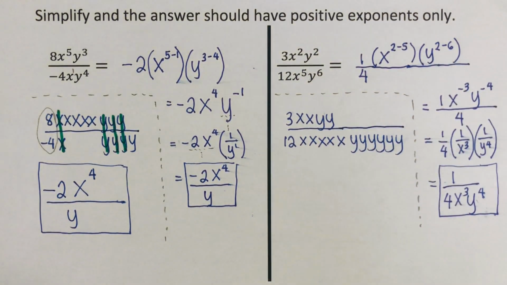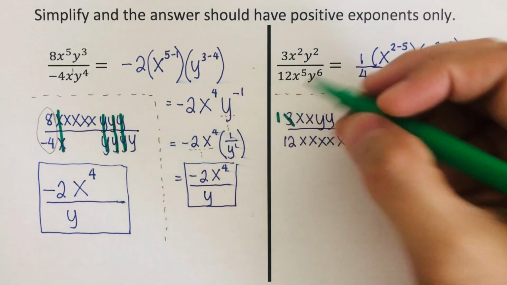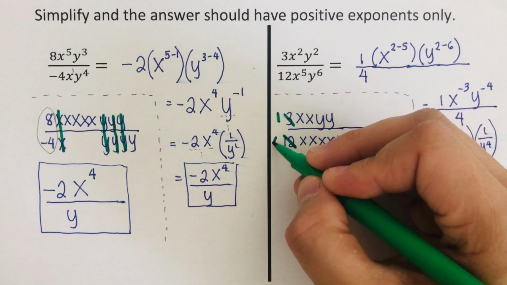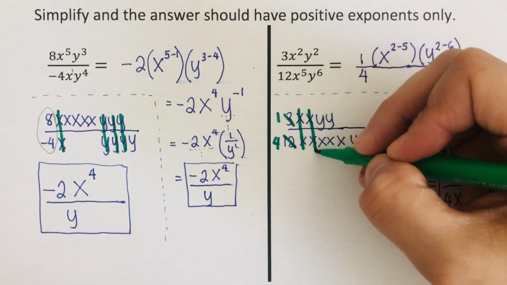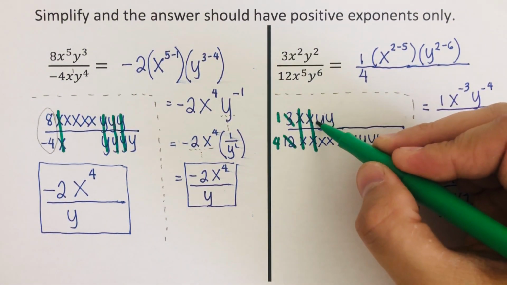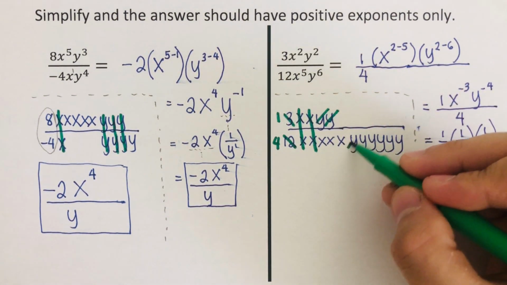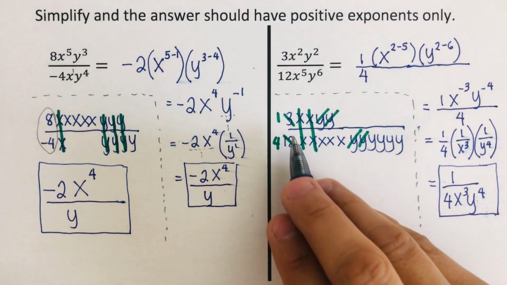And then from here, we can simplify this. 3 goes to 3 one time, and 3 goes to 12 4 times. And then we can cross these x's out. That's the only x that we can cross out. We can cross out 2 y's here, so I cross out 2 y's at the bottom. So the leftover would be just 1 on top.